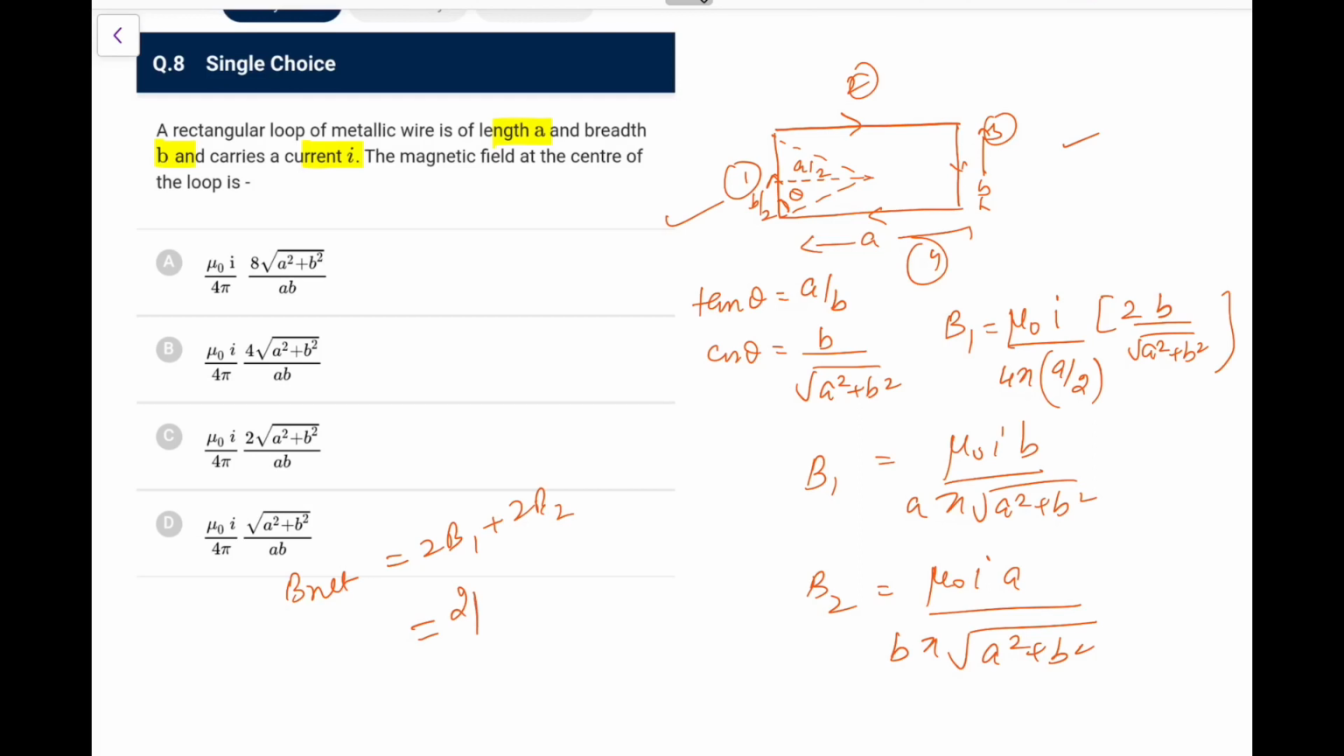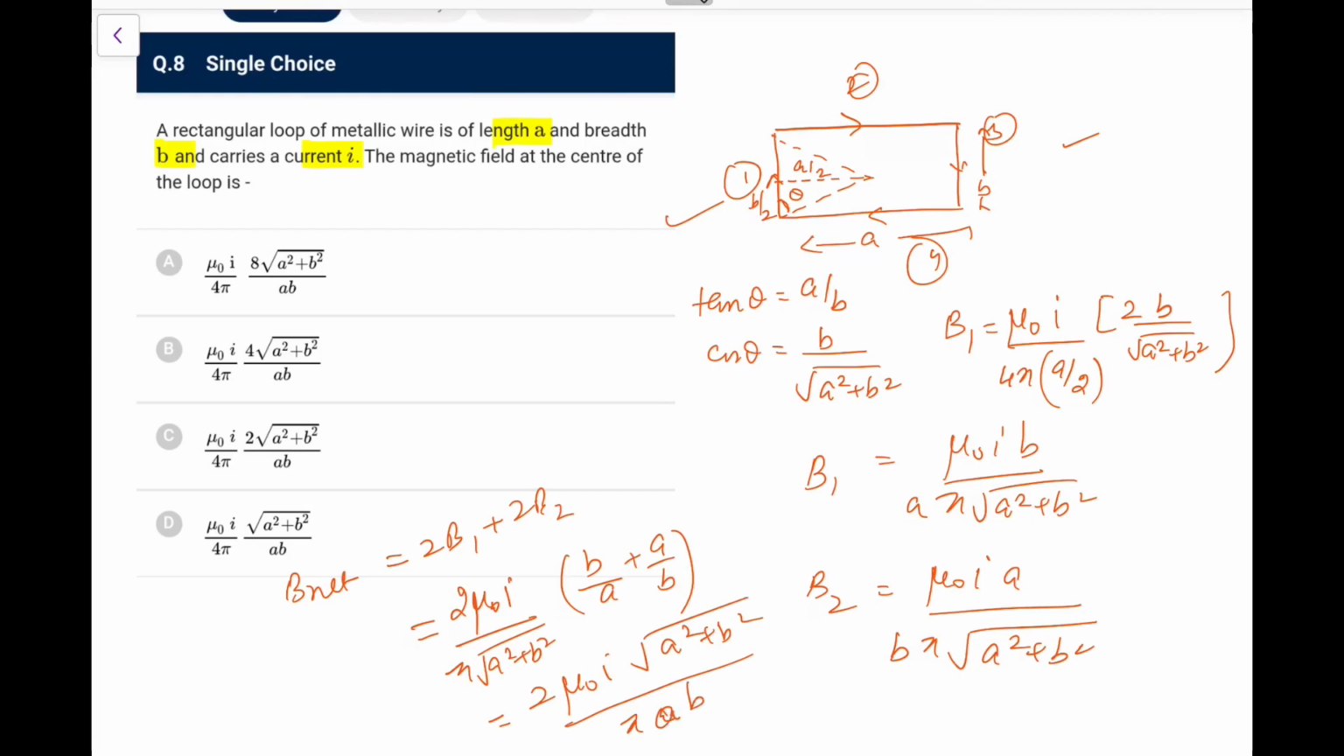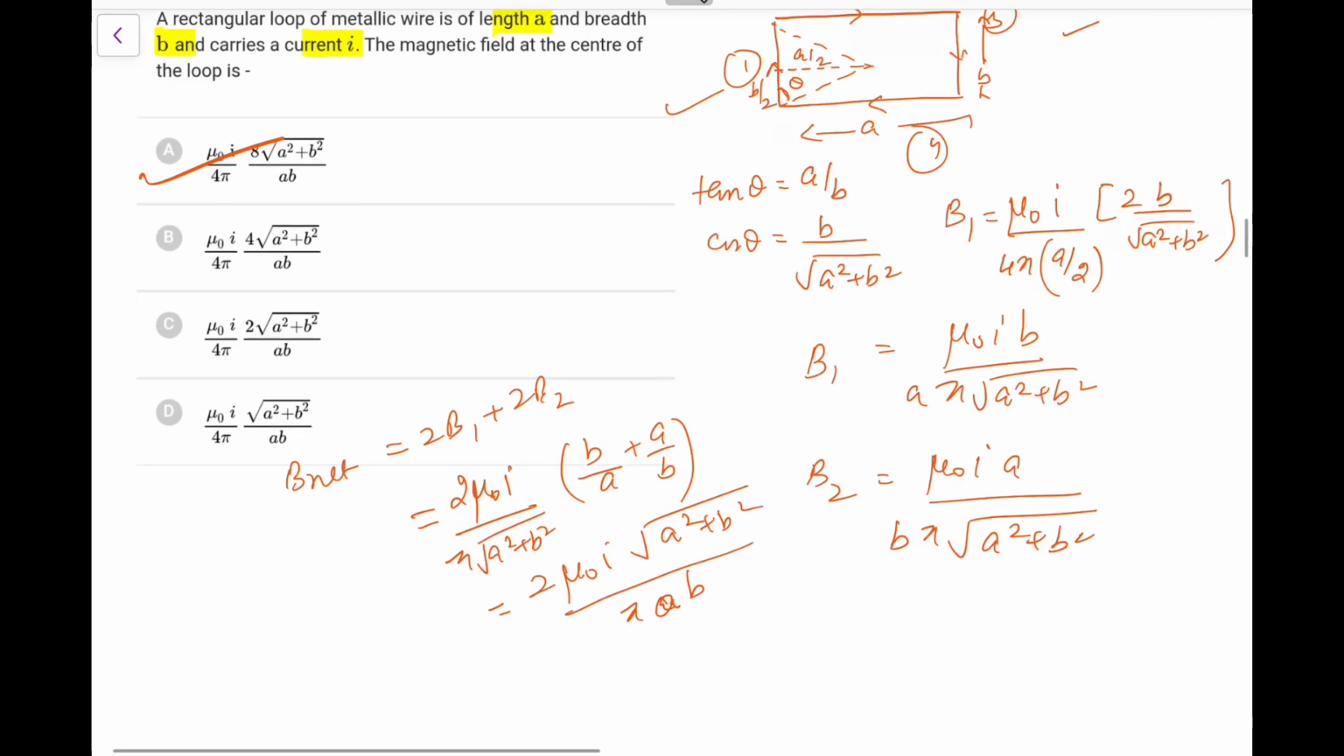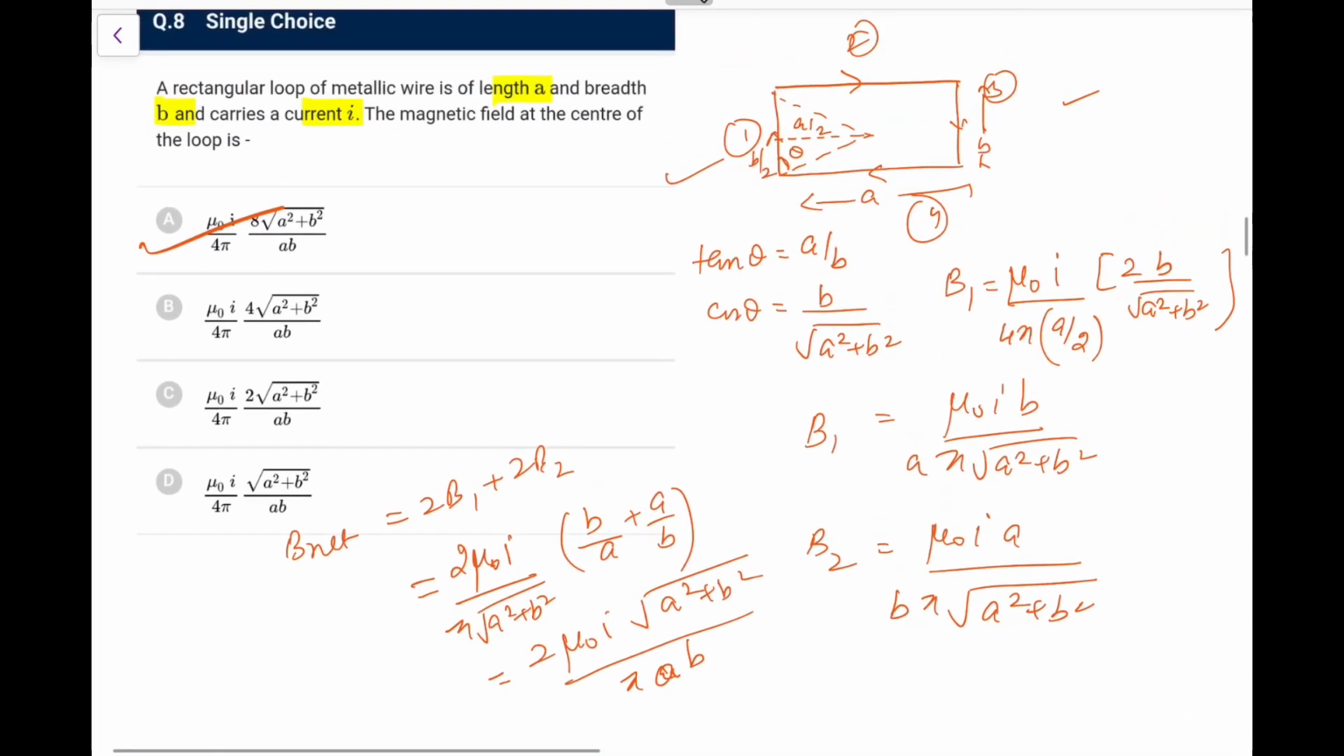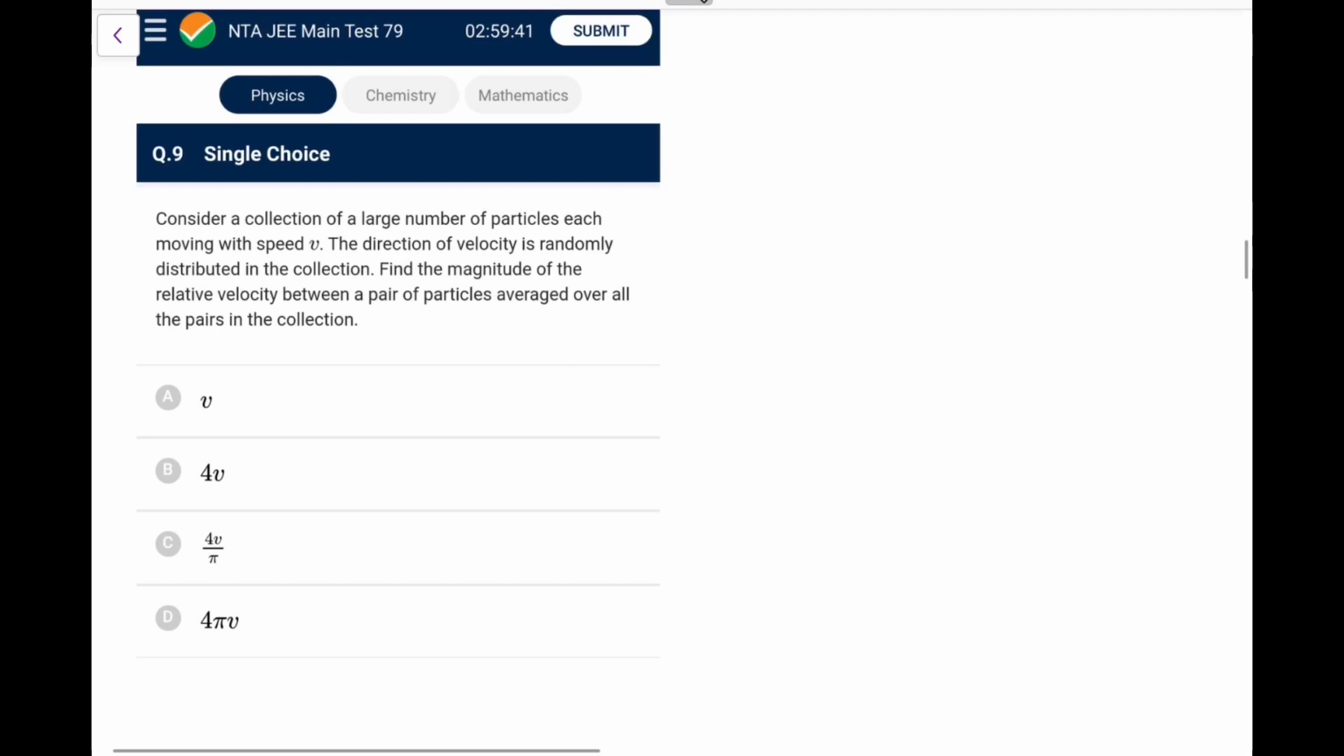So what I can say, 2 mu naught I upon pi under root A square plus B square is common. It would be B by A plus A by B. So what we will have, this would be B square plus A square, so that would be 2 mu naught I, it becomes under root A square plus B square upon pi times AB. So now what we are left with, I think this option I am seeing is the right one, so this is option A that I will be going. So it's a nice question, be careful. I was lucky that option was not there, the mistake I was doing.